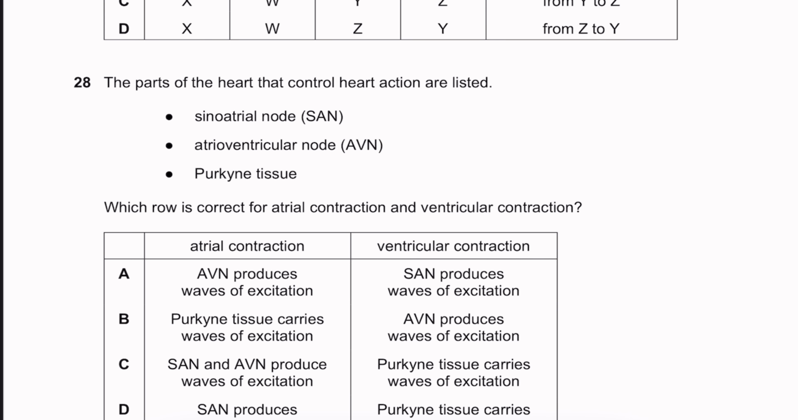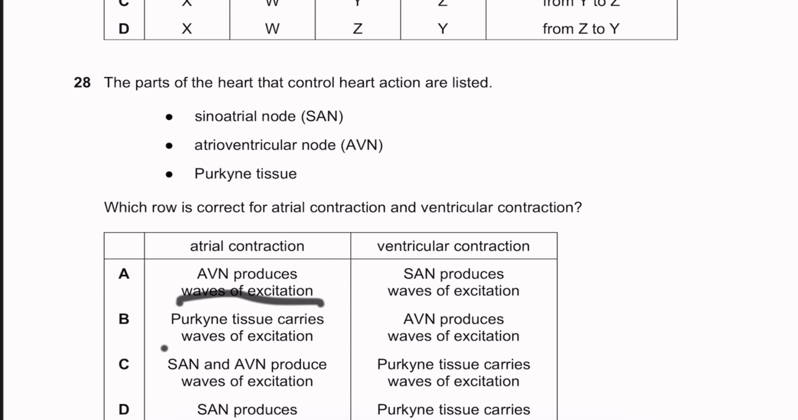The parts of the heart that control heart action are listed. Which row is correct for atrial contraction and ventricular contraction? For atrial contraction, let's see. Sinoatrial node, atrioventricular node, or pericardial tissue. We have atrioventricular node produces wave of excitation. That is wrong. This is required for ventricular contraction.